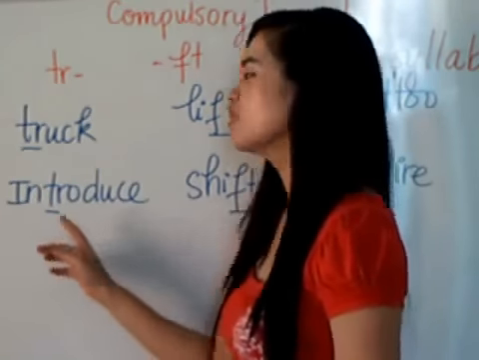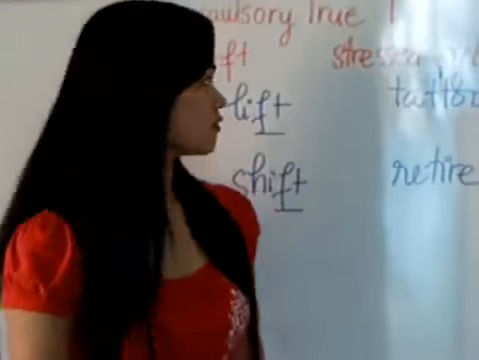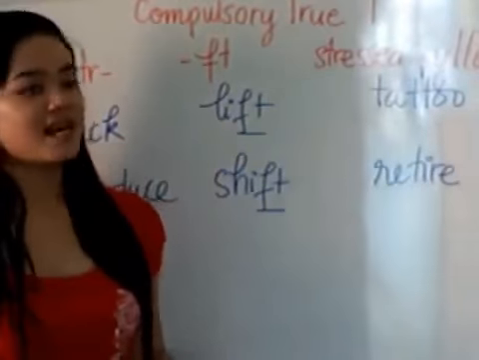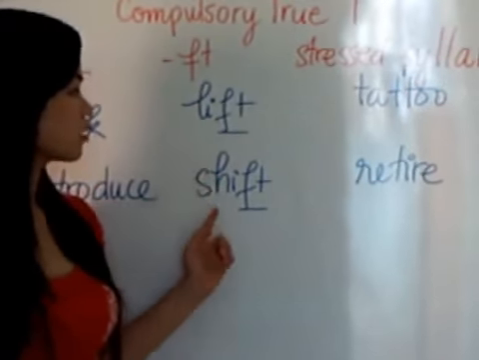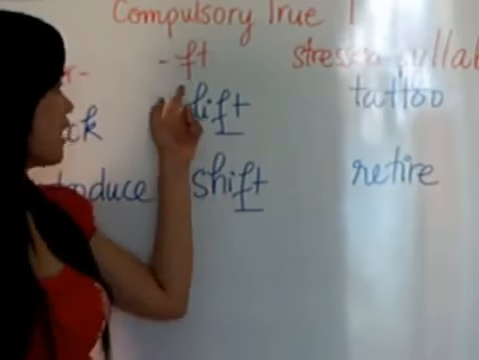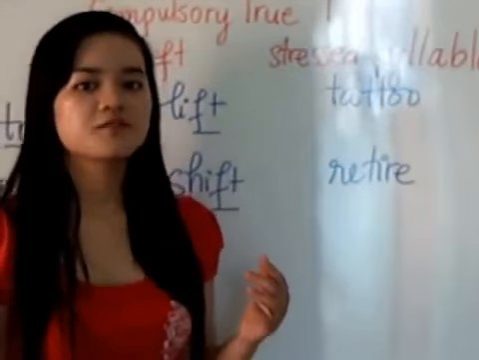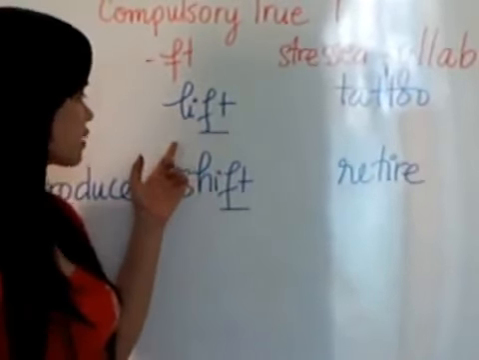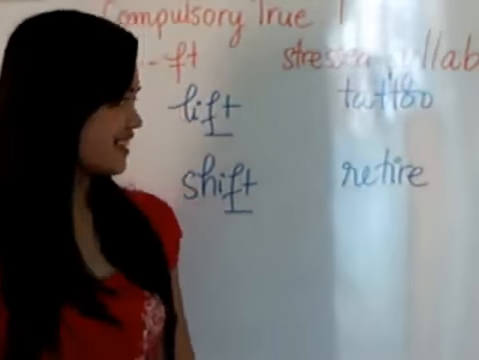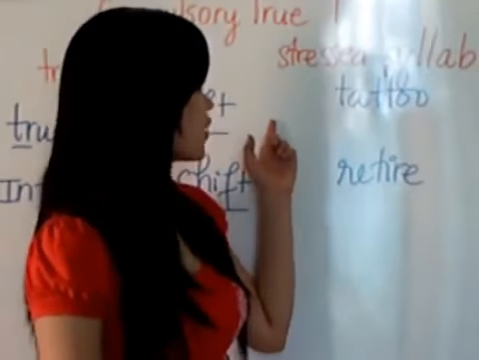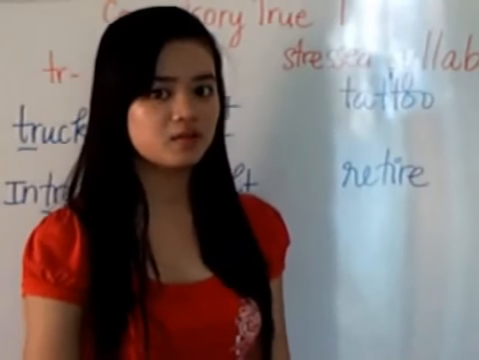Introduce. Again. Introduce. Truck. The fifth, when it has FT in the word, like lift, shift. Because when F goes with T, you have to pronounce true T. Then you say lift, shift. You got it? And the last one, you also pronounce true T at the beginning of a stretched syllable.